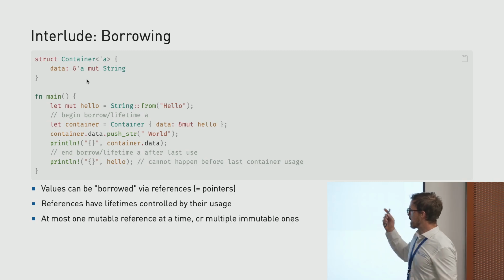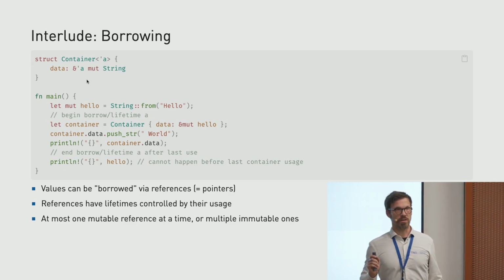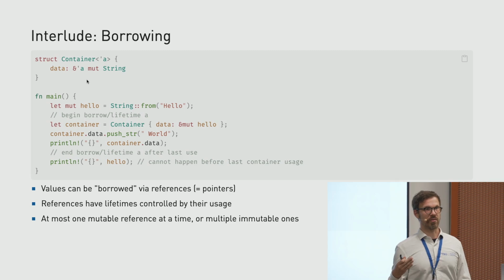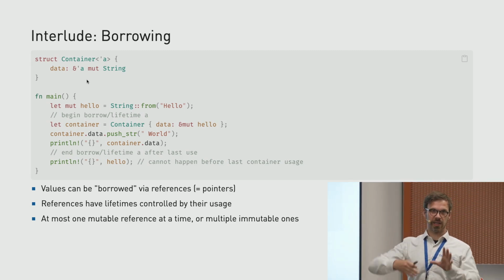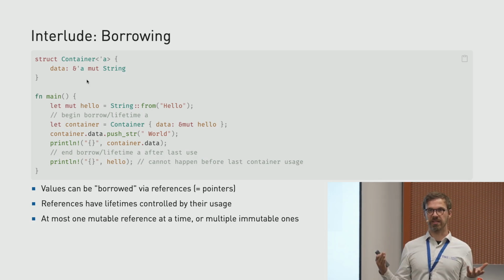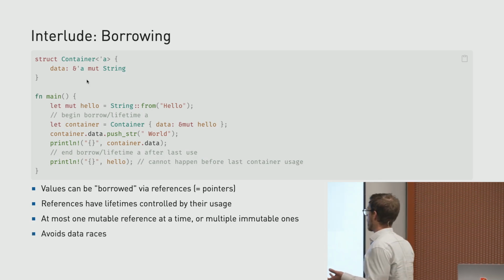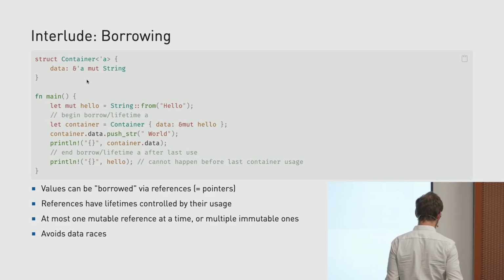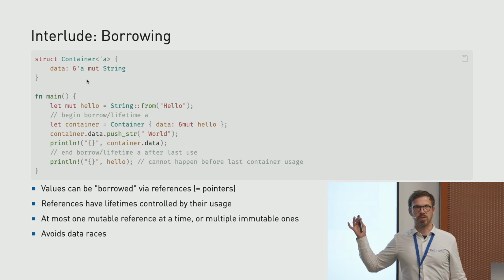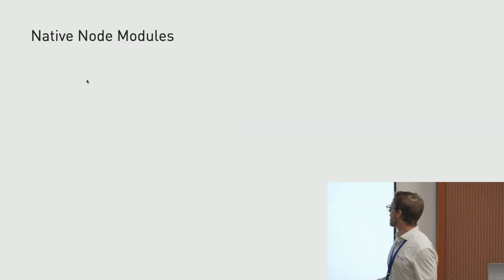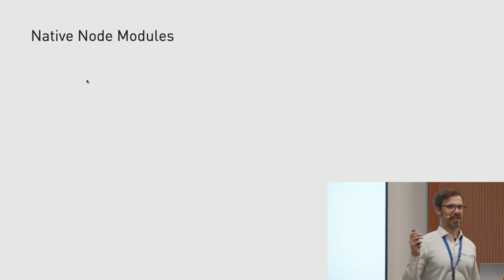One thing I didn't say is that mutable references basically work like read and write locks. So you can have one write lock, but you can have an unlimited number of read locks. And so this is how you avoid data races. So that was Rust. And if this was too much, then I apologize. We go back to the topic at hand.